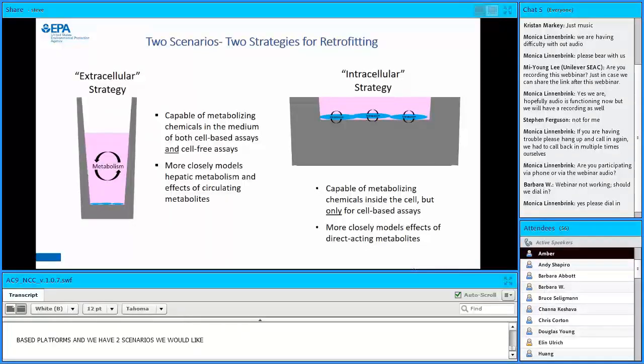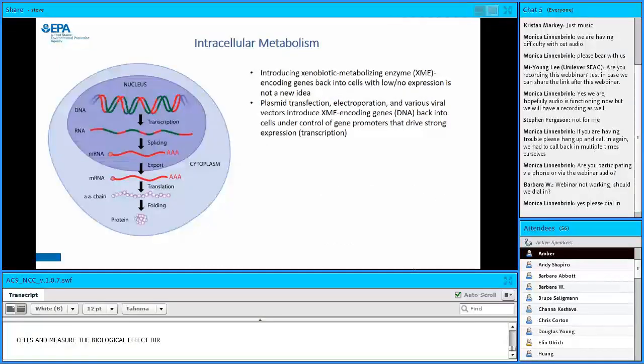One's called the extracellular strategy, where metabolism occurs outside the cell or in a cell-free system. I'm not talking about that strategy today. What I'm talking about is the one on the right, the intracellular strategy, where we render our cells metabolically competent and generate metabolites inside the cells and measure the biological effect directly on those cells. So how do you do that?